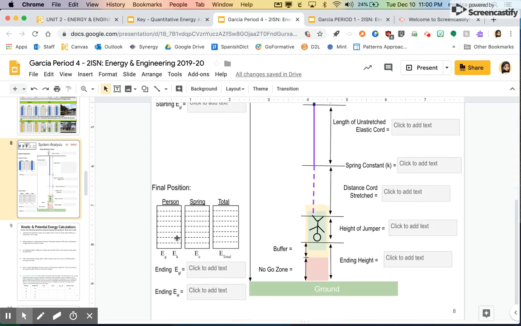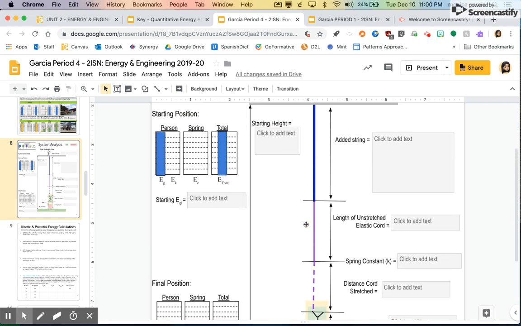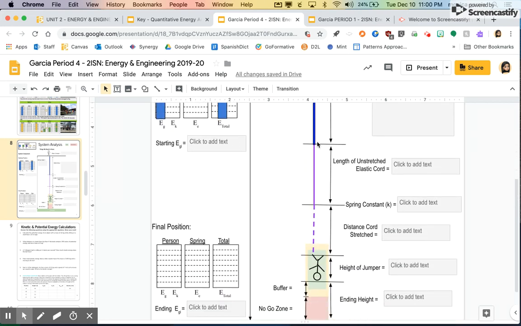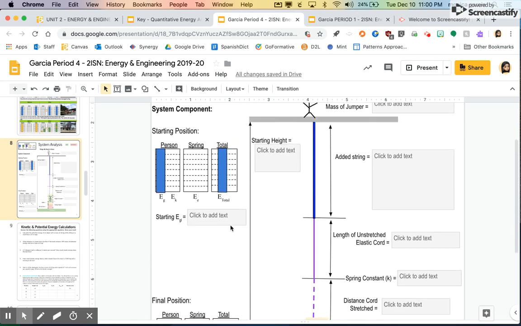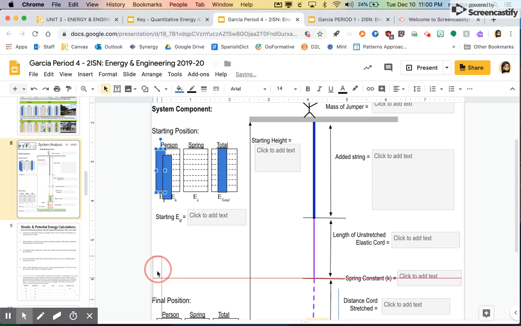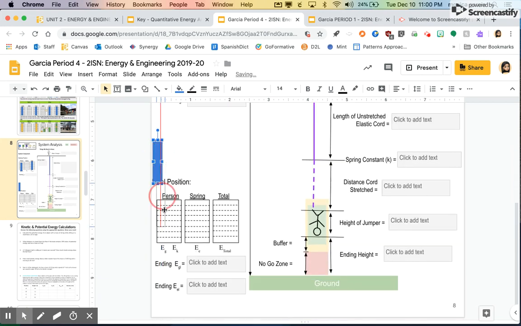If we scroll down to the final position, this is after the person has jumped, has fallen, and the bungee cord is stretched to its maximum position. So the bungee jumper is at its final height. So do we still have gravitational energy? Yes, we do, because there is still space between the jumper and the ground. Anytime that you are above the ground, you have gravitational energy. Okay, so we would take this gravitational energy, I'm going to make a copy of it, and place it there.